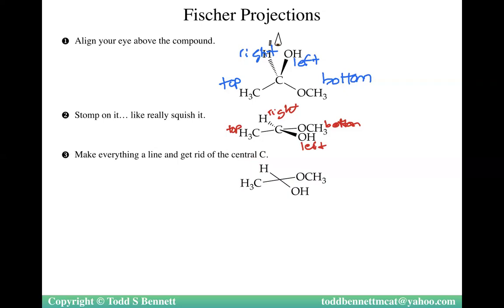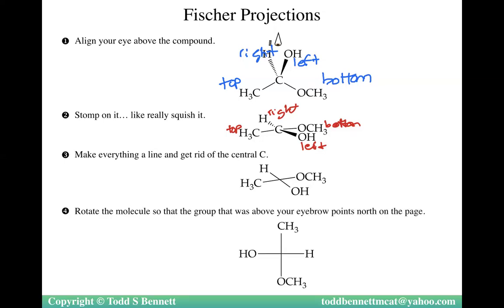Okay, now it's just a matter of rotating it so that it's in normal alignment. When we draw it, we want the top to be towards the top of the page. So this CH3 is on top, like we have here, top. This is left, this is right, and this is bottom. So it's a matter of keeping track of things. That's basically what the Fischer projection is.